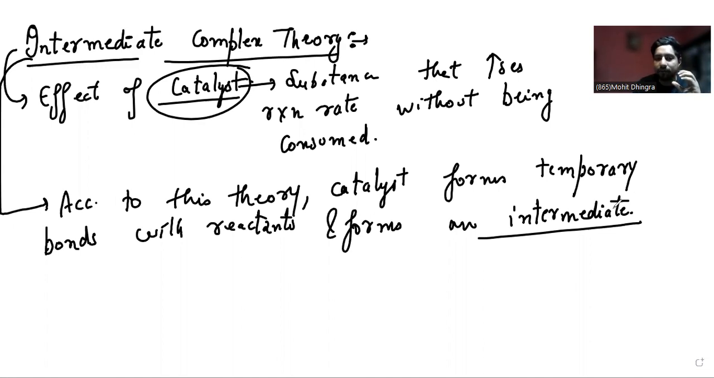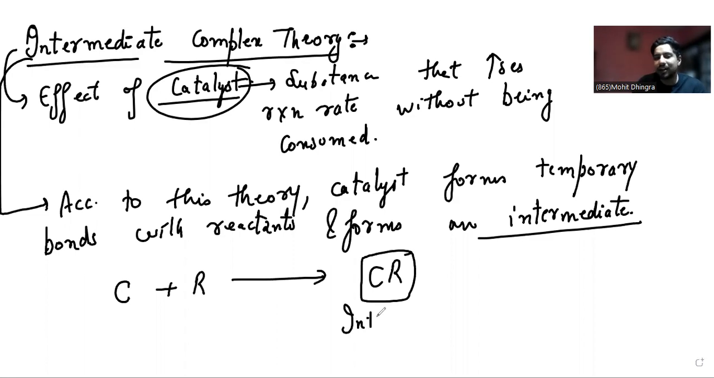So a catalyst forms temporary bonds with the reactants and forms an intermediate. For example, we have this catalyst C. In that, I added this reactant R. So first it will form CR. CR is that intermediate which is unstable, and then it will convert into CP.